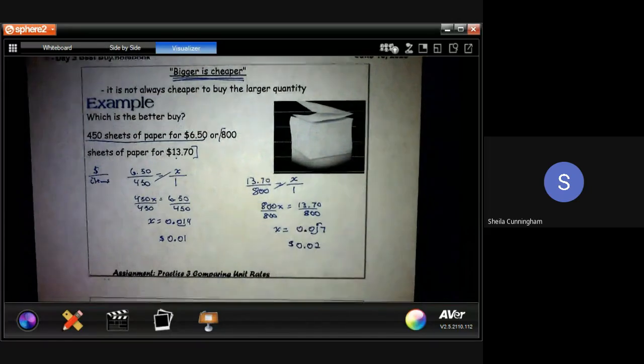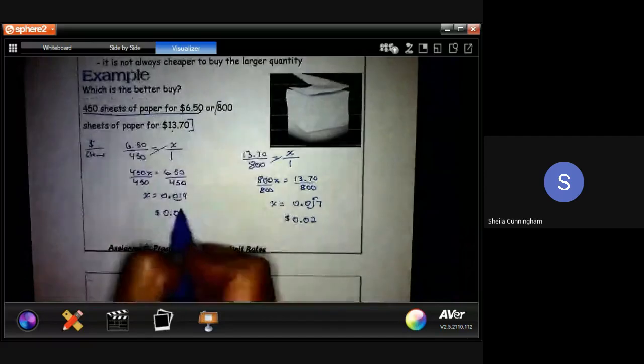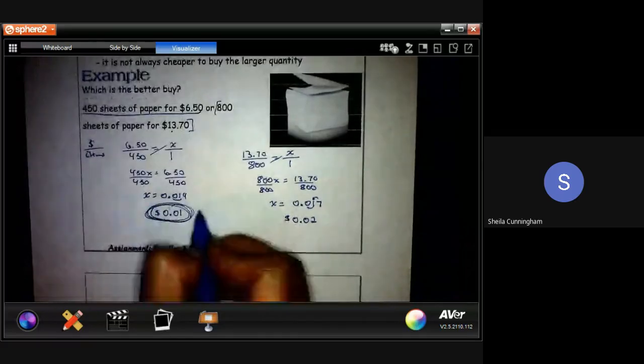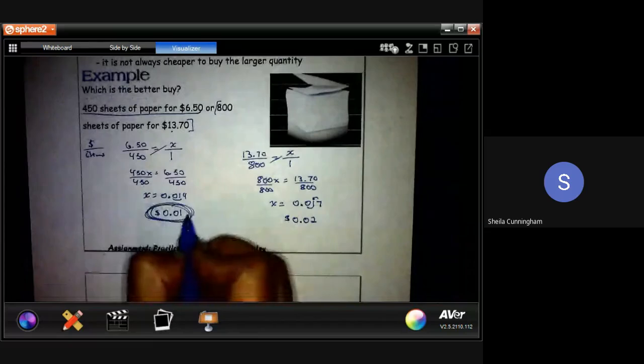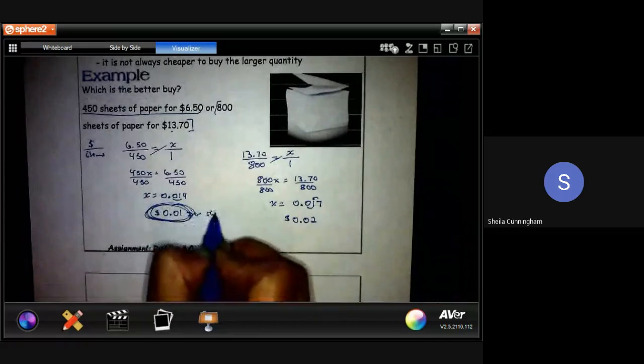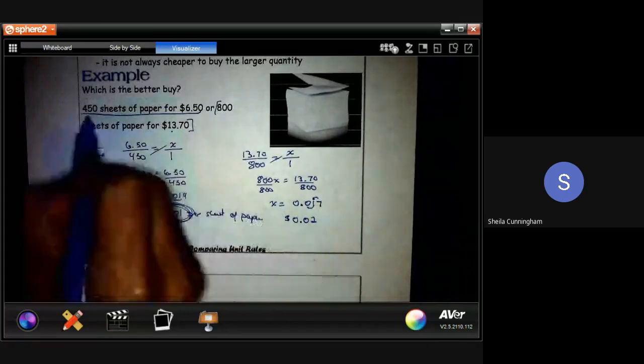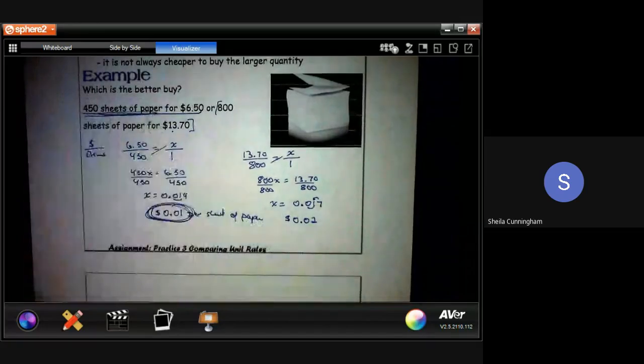So which one is a better buy? Well, definitely this one is cheaper per sheet, right? This is per sheet of paper. So in this case, you would want to go with the smaller packaging of paper because you're getting a better buy on it.